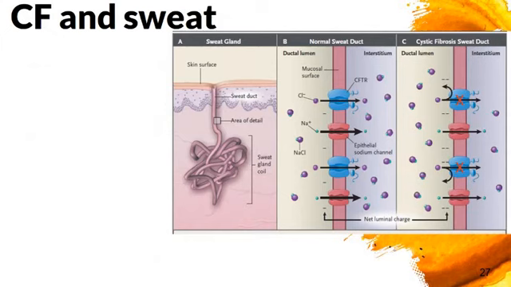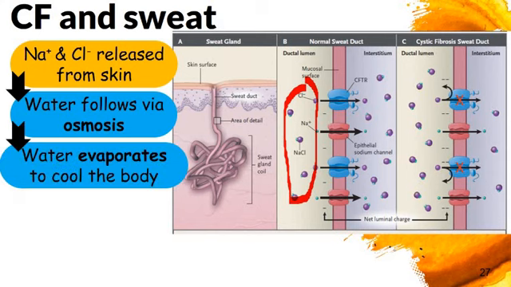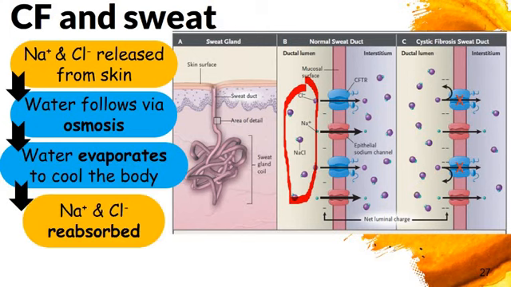Next up we have cystic fibrosis and sweat. So there's a few things that can happen here. In a healthy person, you might release some of these sodium and chloride ions from your body to your skin, and we know that water is going to follow. It's going to go down the water potential gradient by osmosis, and it will enter the surface of your skin. This means that the water can evaporate to cool off your body, and then afterwards you reabsorb your sodium and your chloride. So if you think about it, we have the salt layer first, water is drawn up afterwards, water evaporates, and you take in your sodium and your chloride ions again.